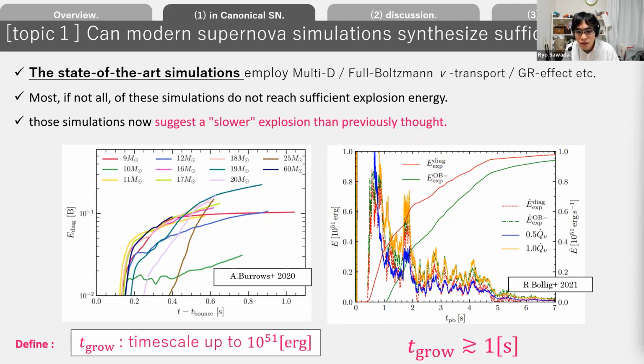But what about this explosion energy time scale? Here we define the explosion time scale up to 10^51 erg as T_grow. These simulations suggest T_grow is more than 1 second. But does this explosion timescale have any effect on the observational behavior of supernova explosions? This was the motivation of my own research.